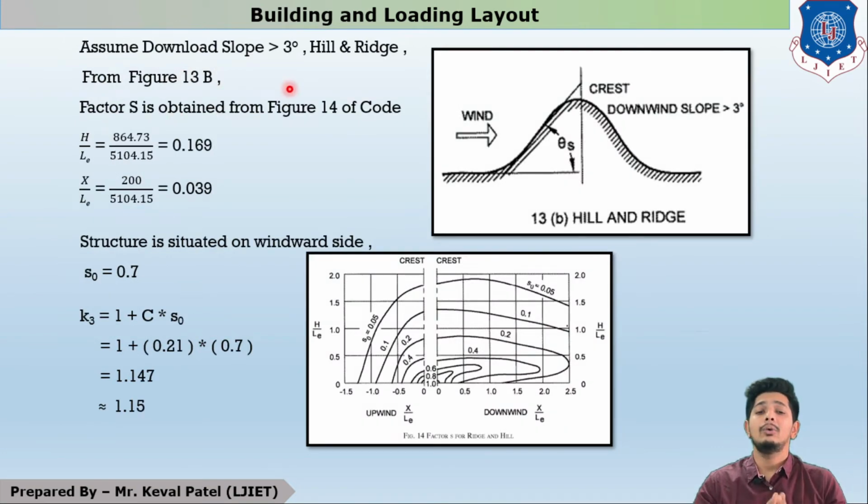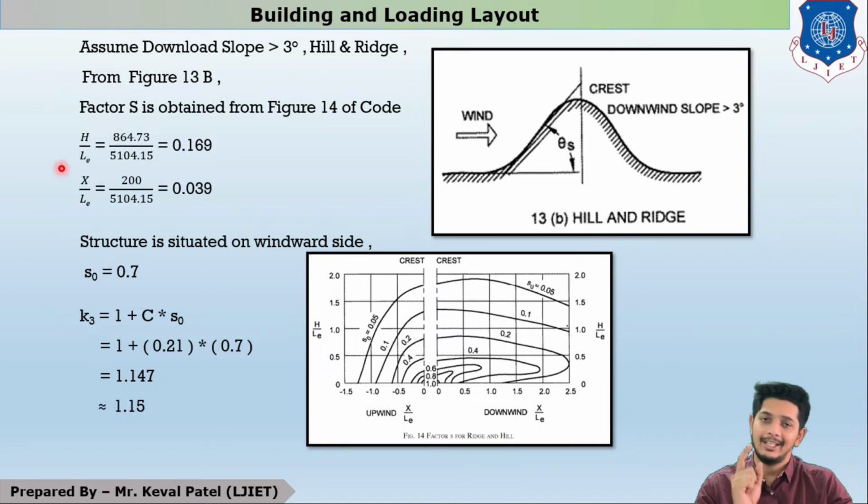Now we have to assume something: whether it is a hill and ridge or it is an escarpment. So generally we will assume it as a hill and ridge. Now we will assume one more thing, which is that the downwind slope is greater than 3. So according to the IS code, we will follow Figure 13b, and from 13b and 14 we will find out these two images. Let us see how to use these images.